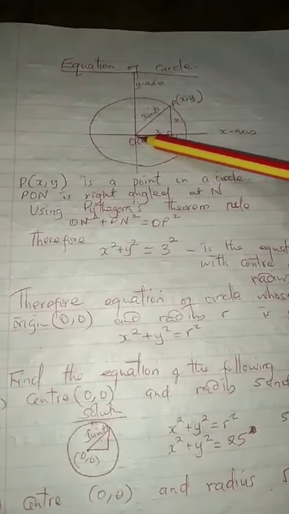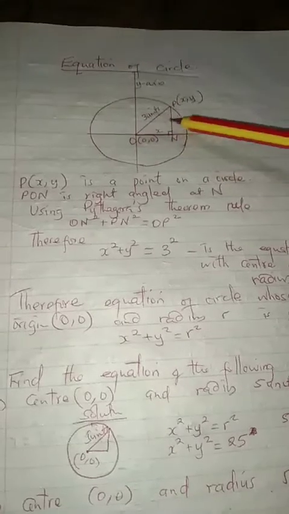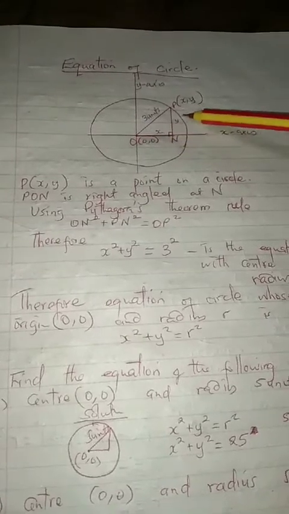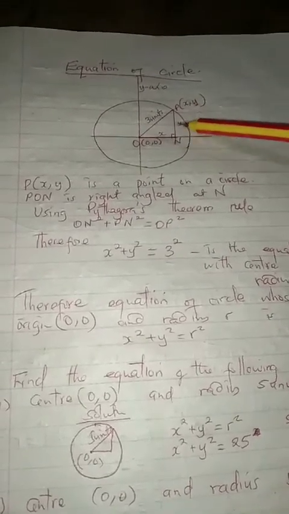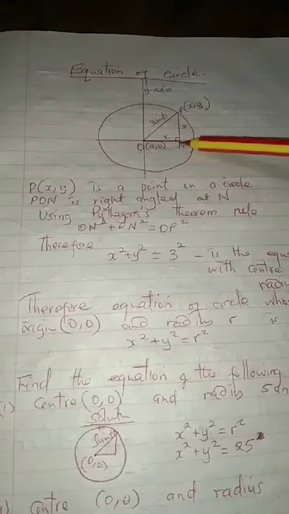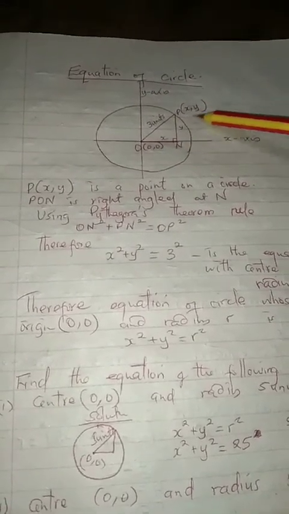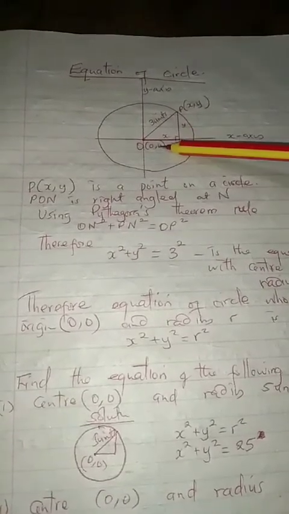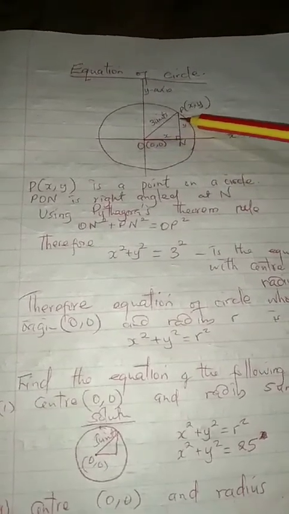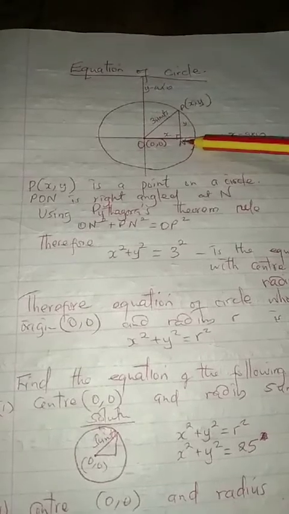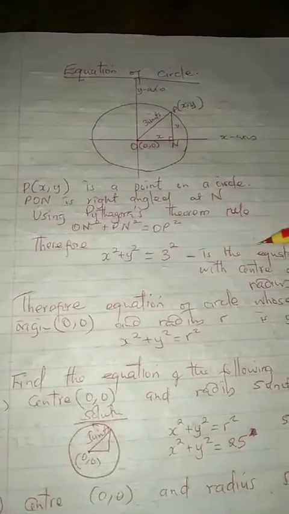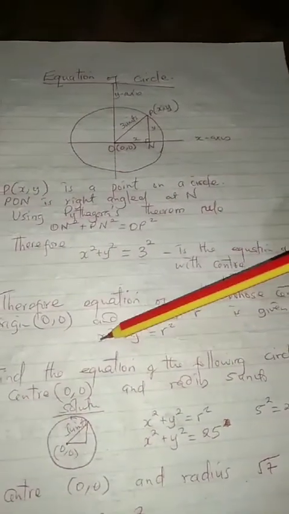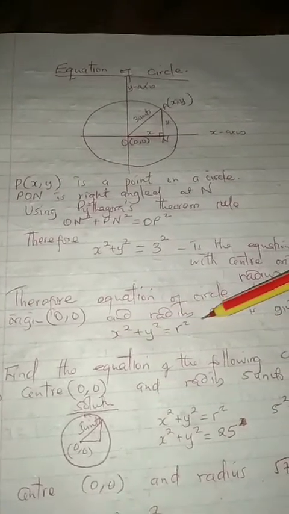So anytime I want to get the side OP, what I do is very simple. I use the Pythagoras theorem rule, because here we are given x and y. From O to N is x, and then from N to P is y. We normally say that Pythagoras theorem says that height squared plus base squared is equivalent to hypotenuse squared. So if I square y squared plus x squared, I am supposed to get r squared. Therefore, the equation of the circle with the center at origin or (0, 0) is always given as x squared plus y squared is equal to r squared.